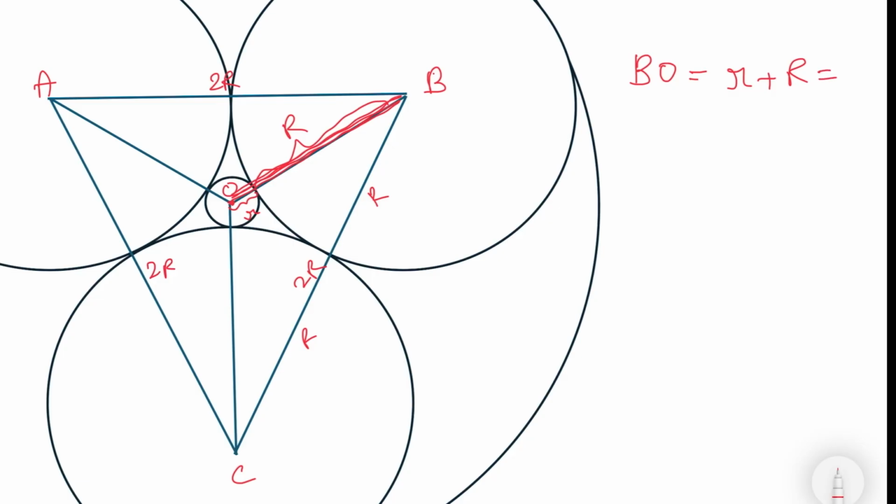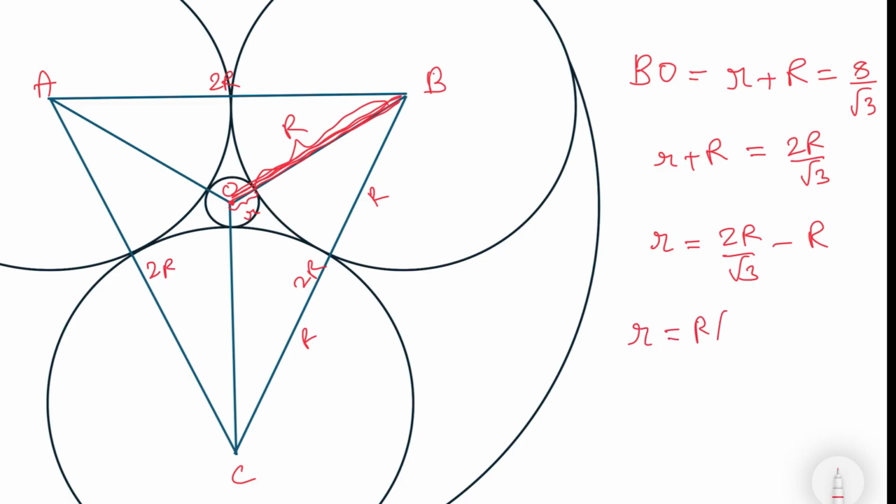And for any equilateral triangle, the circumradius is always the side divided by root 3. So now r plus r will simply be equal to, side is 2r divided by root 3, and from here we will get r is equal to 2r by root 3 minus r. So small r is r common, 2 by root 3 minus 1. Dividing both sides by r, I get small r upon capital R as 2 by root 3 minus 1.